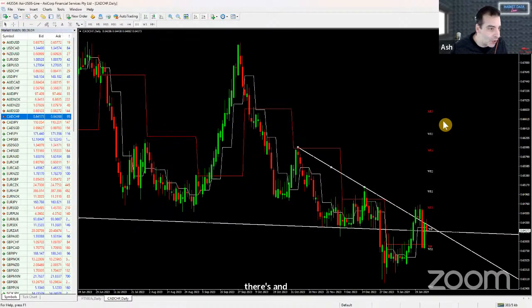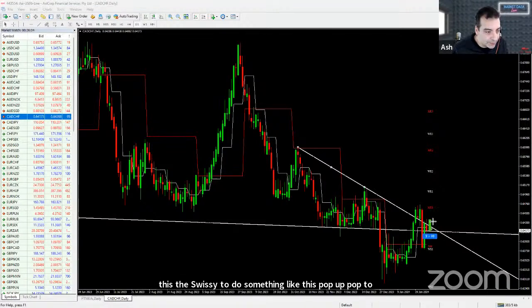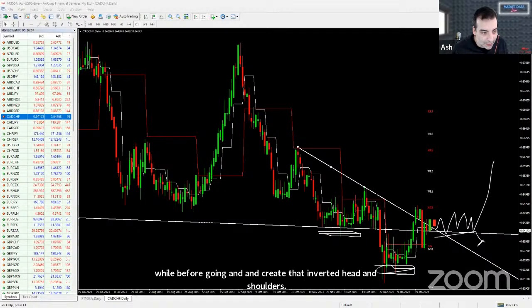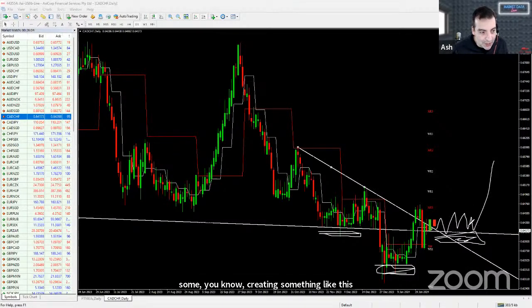So what I'll look for next week is the CAD Swissy to do something like this, pop to the upside, take out that level, and then really, it's your choice. Where do you want to get in? Anywhere where it comes and retests and holds would be good. But it might well decide to hug this line for a little while before creating that inverted head and shoulders. It might be that we're looking at creating something like this. But that won't matter, as I say, because you can get in anywhere along here with stops at the lows.